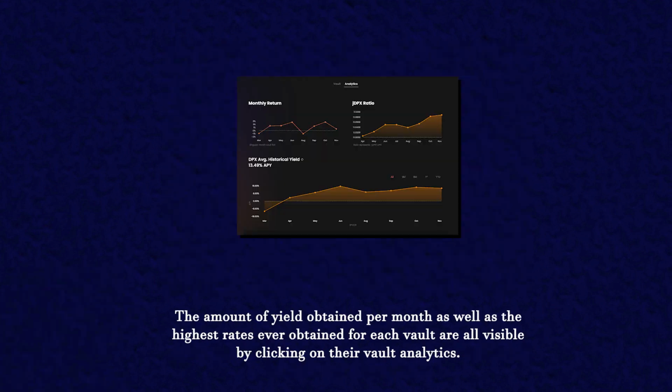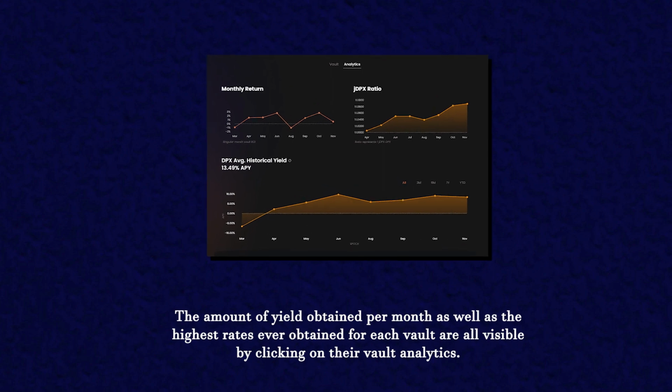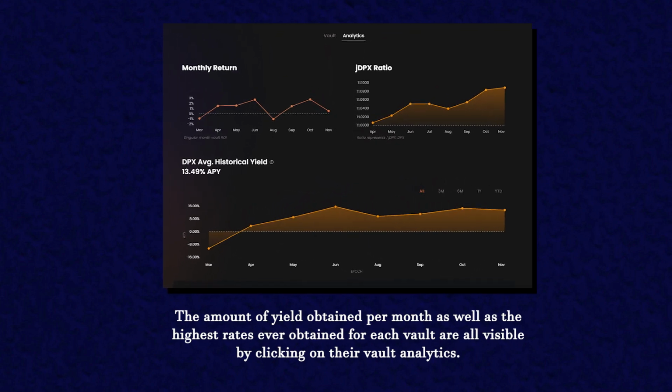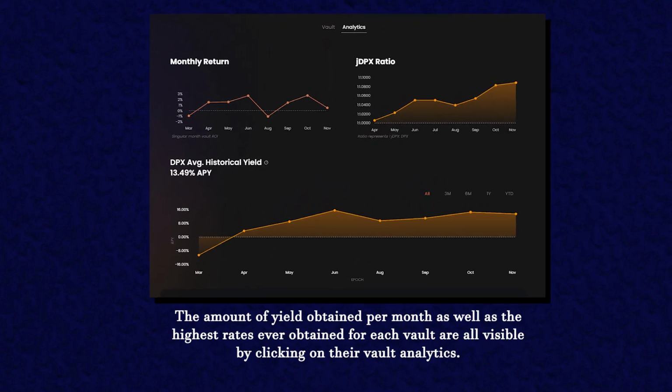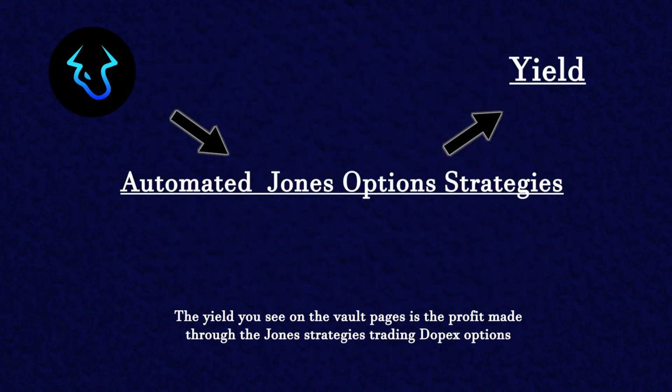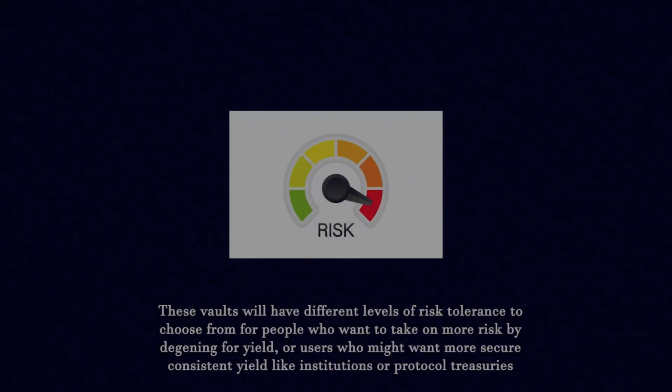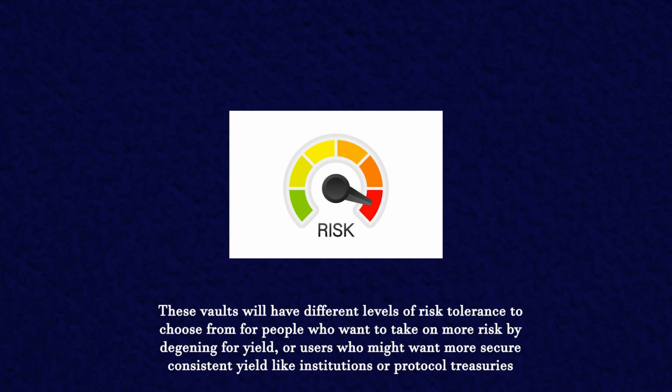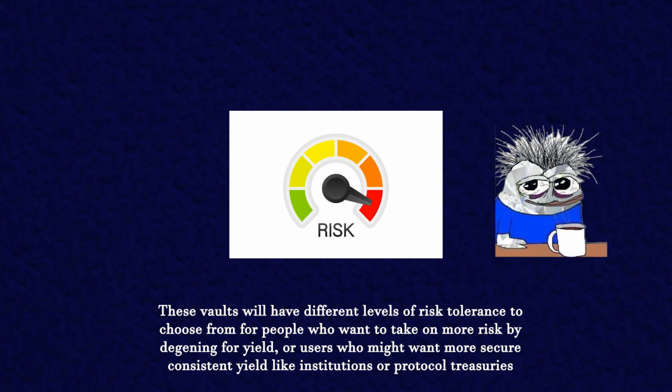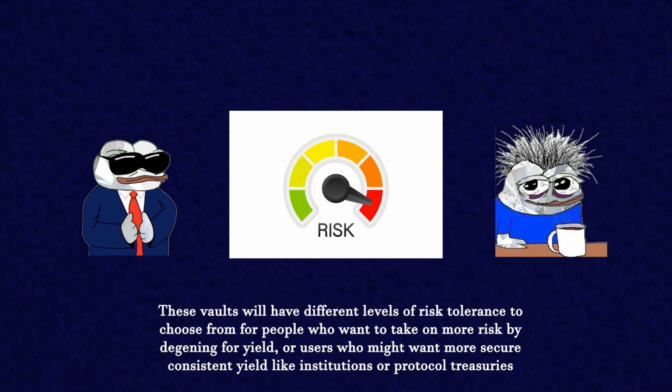yield received. The amount of yield obtained per month as well as the highest rates ever obtained for each vault are all visible by clicking on their vault analytics. The yield you see on the vault pages is the profit made through the Jones strategies trading Dopex options. These vaults will have different levels of risk tolerance to choose from for people who want to take on more risk by degenning for yield, or users who might want more secure, consistent yield like institutions or protocol treasuries.